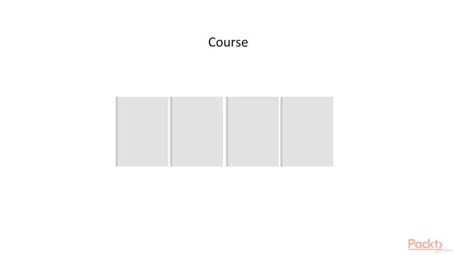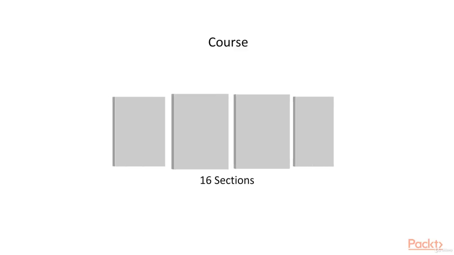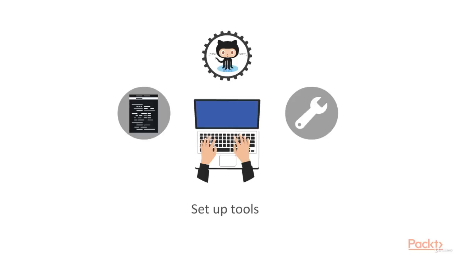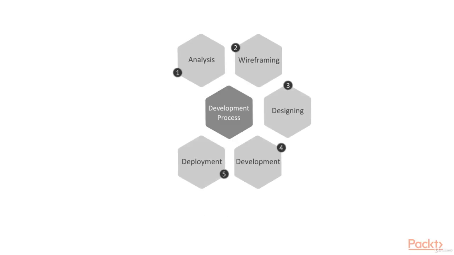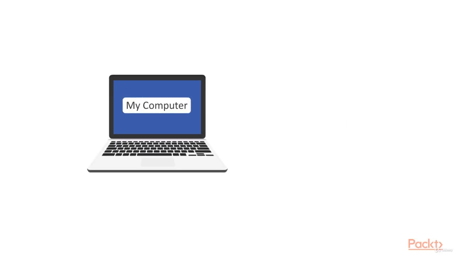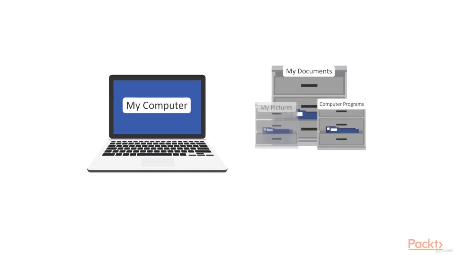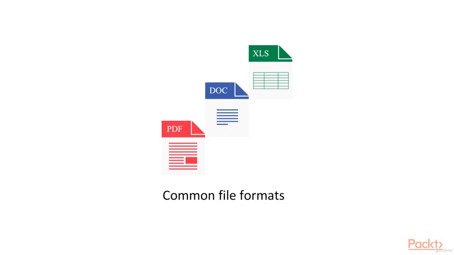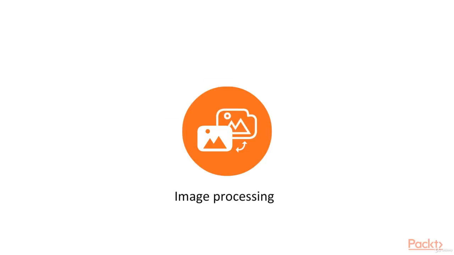So we will have 16 sections in our course. The first three will be about setting up the proper tooling and understanding how to structure your development process, also with a quick recap about the main Python development topics. Then sections from 4 to 6 will be about manipulating local file system objects, for example, files and folders, so that you can be productive with them. You will learn how to read and write common file formats and how to process and filter images.